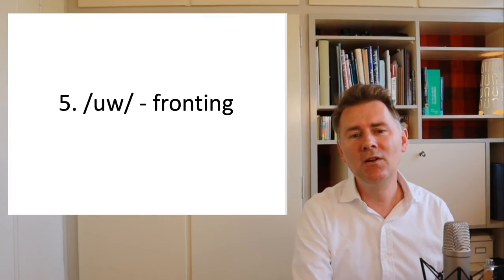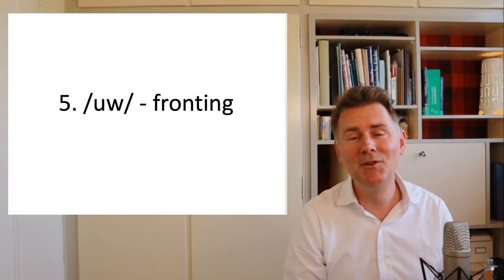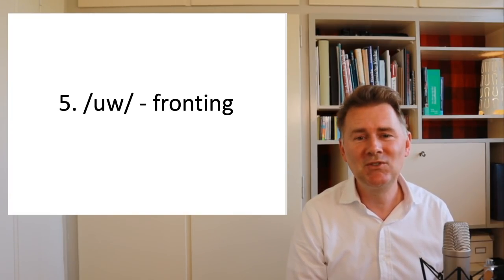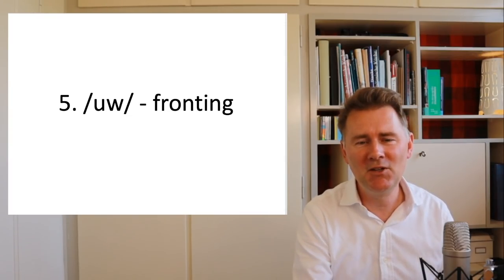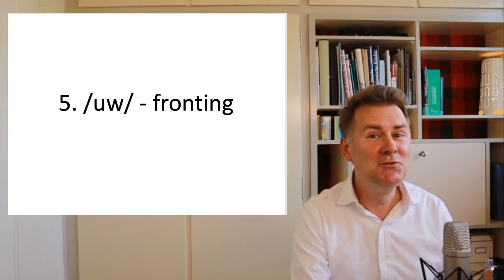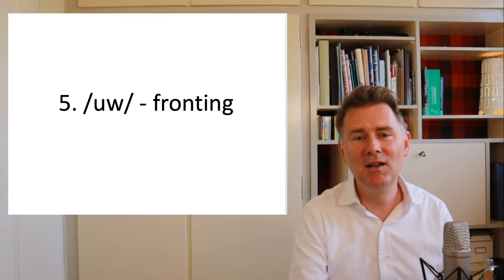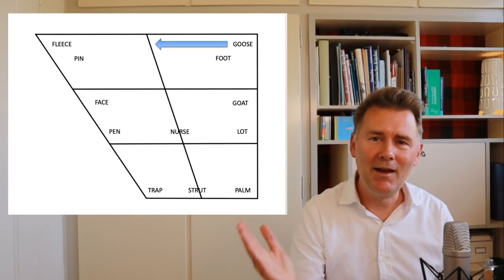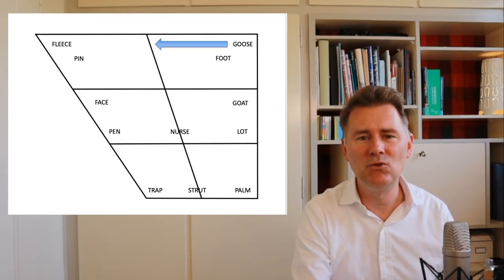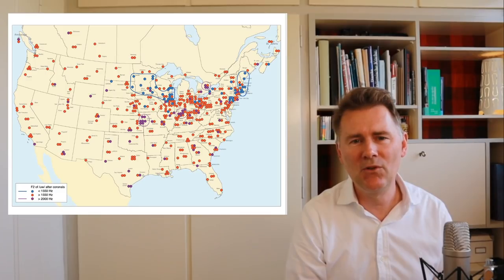Anyway, moving on to our fifth feature, this one you already know from the last video on British English. If you remember the guy saying "goose," yeah, or "goose," this will be a kind of déjà vu. Déjà vu, so the goose vowel is realized further in the front of the mouth with a higher F2 than usual. And this feature is super widespread across North America.